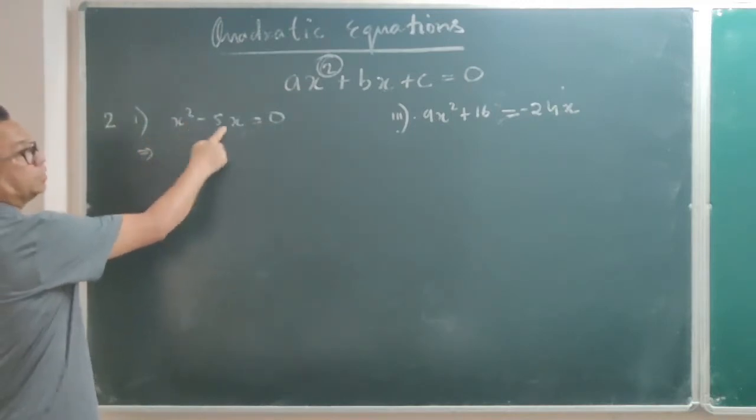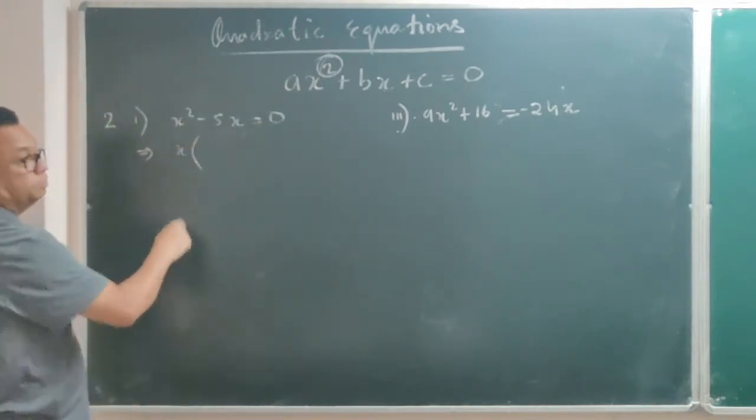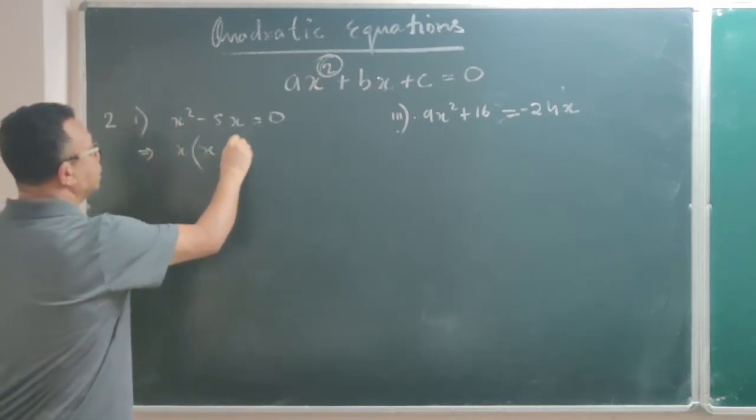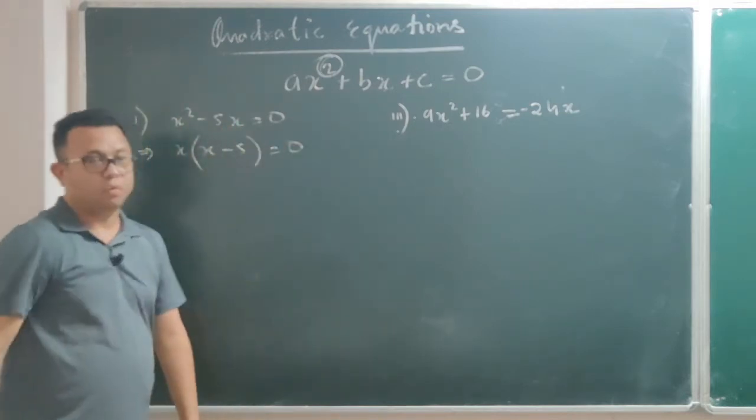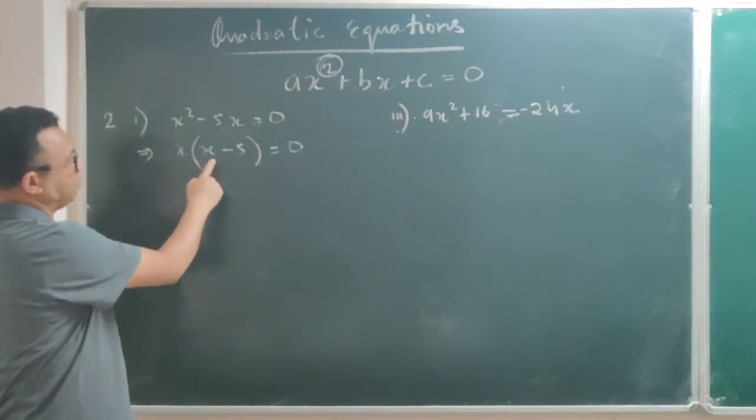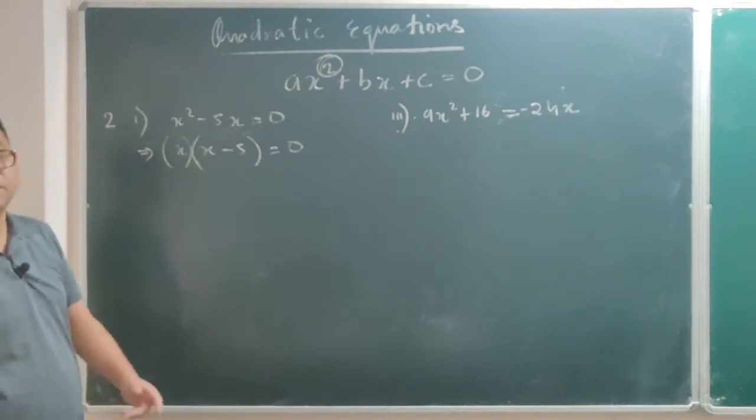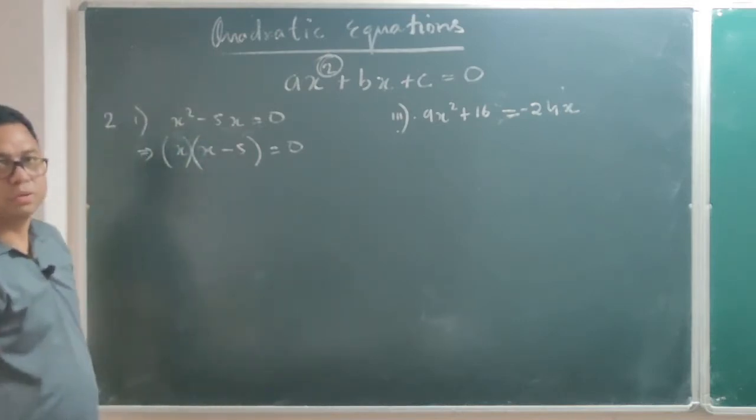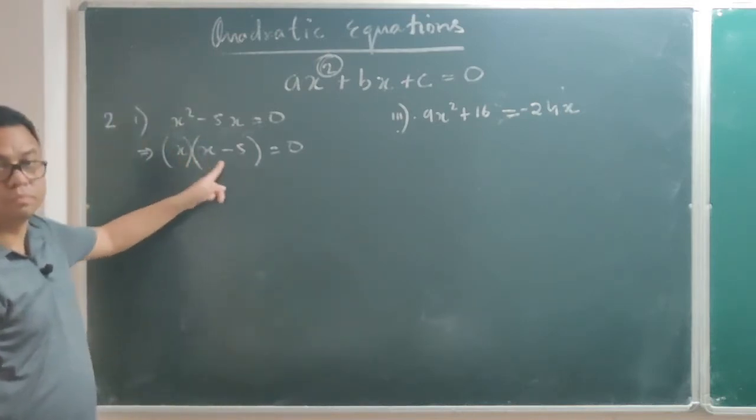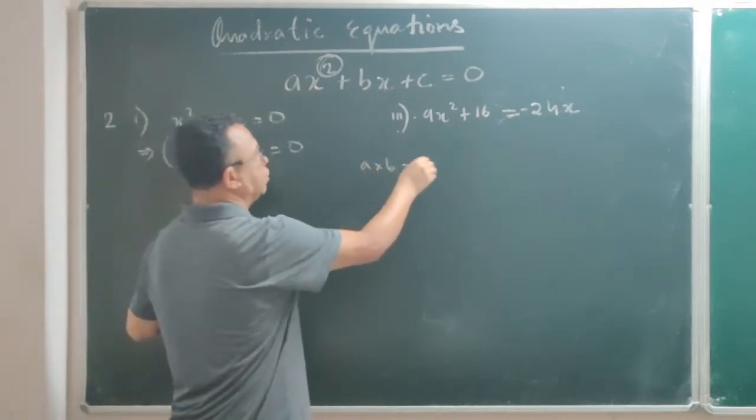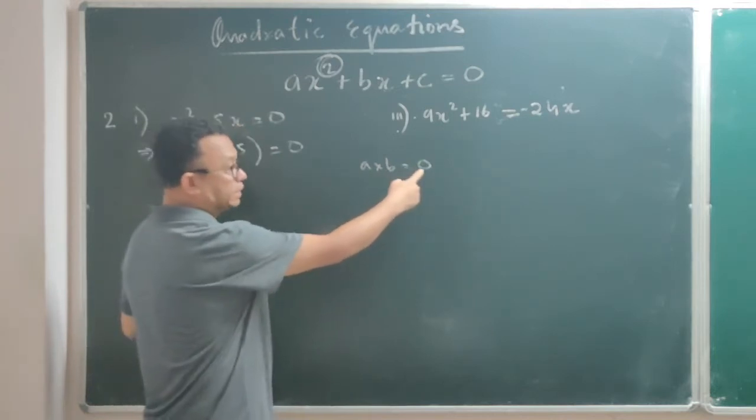Between these two, take out what is common. So x square minus 5x, x is common. So it will be x times x minus 5 equal to 0. Now in a quadratic equation we are supposed to get 2 brackets, but we got only 1 bracket. But this x also you can treat as a bracket. Now the product rule says that whenever 2 things are multiplying with each other, like a into b, if it is equal to 0, then why is it coming 0?